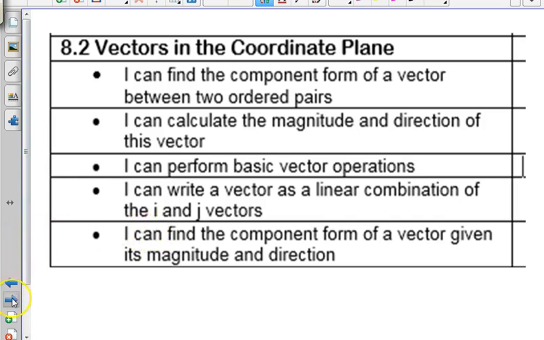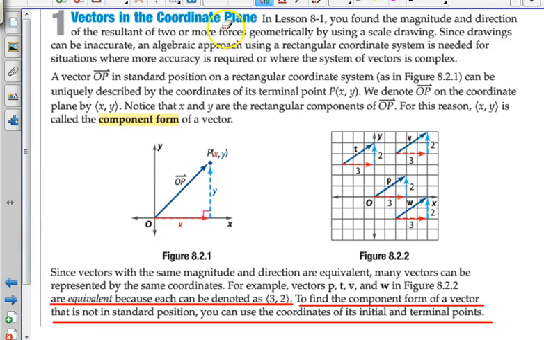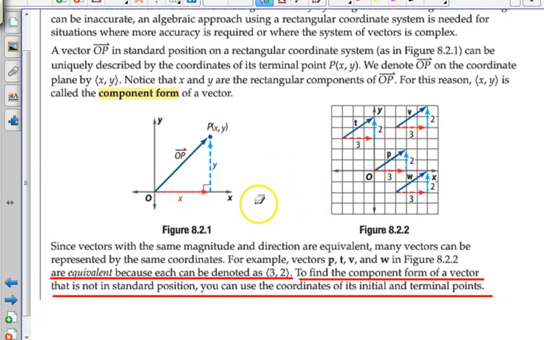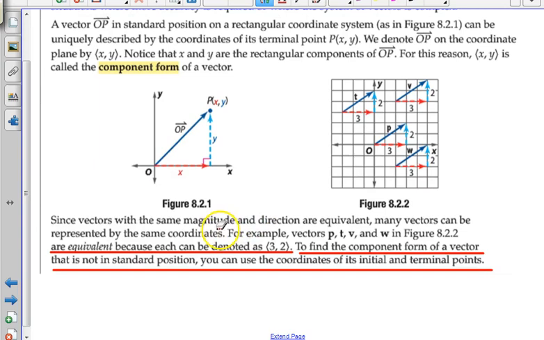Does that make sense? All right, so when we put a vector in the coordinate plane and we start talking about from here to here giving ordered pairs, okay? So remember, there are many equivalent vectors. All of these are equivalent. Do you see what I'm talking about? They all go over 3 and up 2, okay? So all of these are equivalent vectors. Since vectors of the same magnitude and direction are equivalent, many vectors can be represented by the same coordinates. Okay?